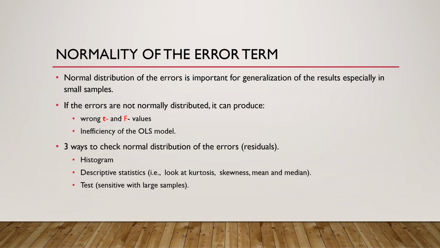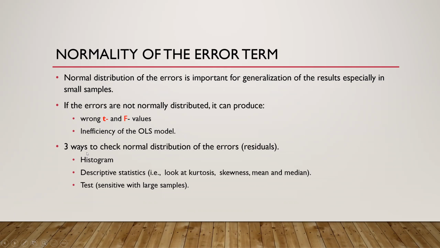Okay, normal distribution of the error term is very important when we need to think about generalization of the results, especially when our sample is so small. So that's why we need to discuss this normal distribution. If the error terms are not normally distributed, it can lead to wrong t values and F values, depending on what test we are running. And then that makes the model inefficient. We are not utilizing all the information that we have.